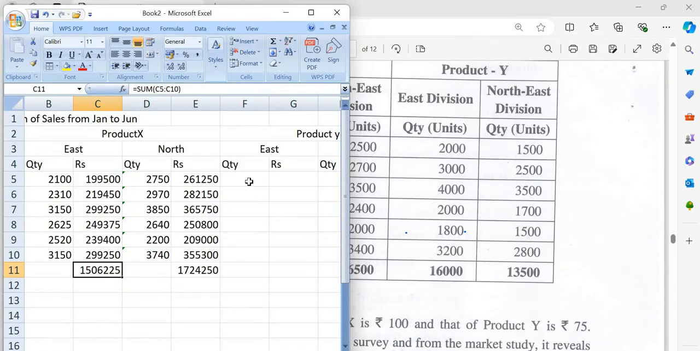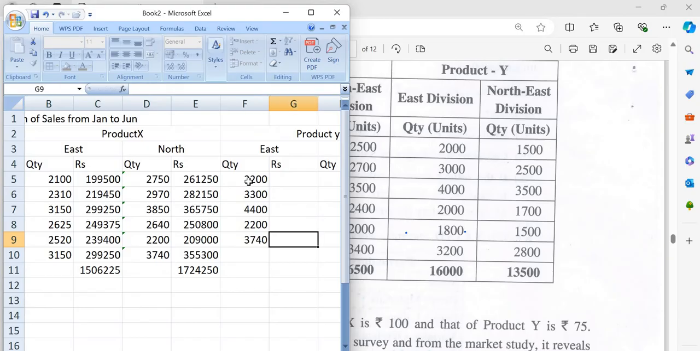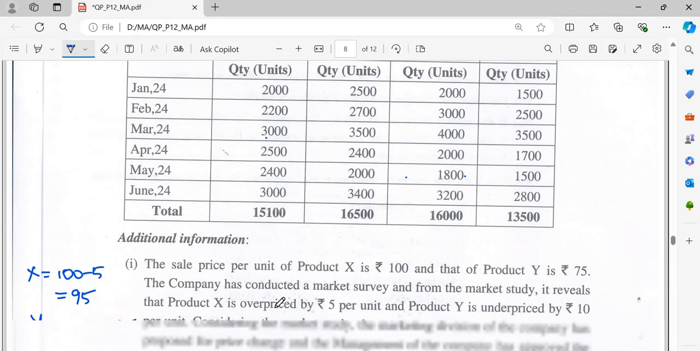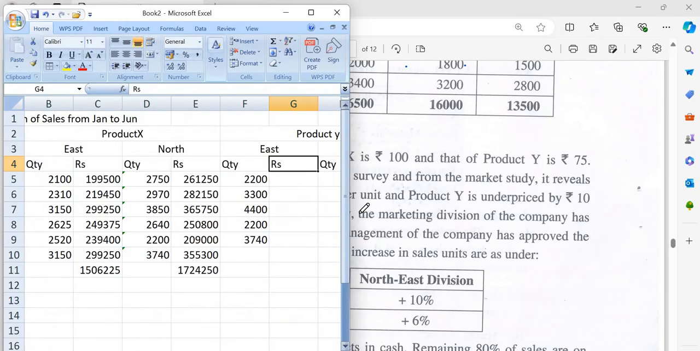So for product Y, for East division 10% is going to increase. In the same way I need to calculate. So 2000 into 1.1, 3000 into 1.1, 4000 into 1.1, 2000 into 1.1, and 3400 into 1.1. Here we have calculated the selling price as 85 rupees, so I am multiplying with 85.